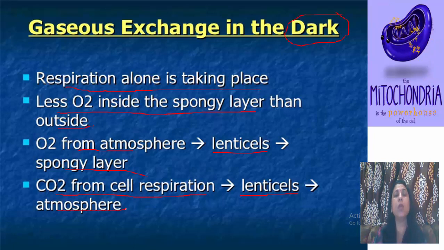Means in the dark, what happens? Oxygen from outside enters inside the plant body, in the spongy layer, and carbon dioxide, which is produced during respiration, comes out of the plant body.